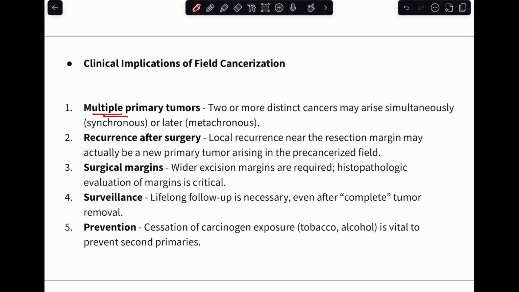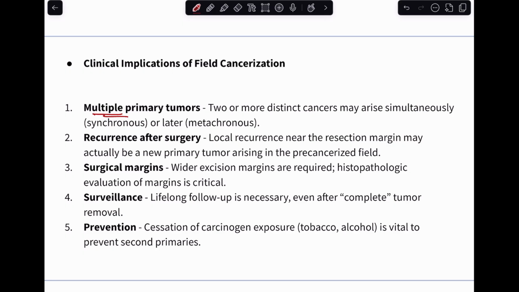Second is recurrence after surgery. You'll see that local recurrence near the resection margin can actually end up being a new primary tumor rather than recurrence of the same tumor. Third is wider surgical margins. Wider excision margins are required in such cases, and histopathological evaluation of the margin is very important. Fourth is surveillance. Lifelong follow up will be necessary in these cases, even after you have removed the tumor completely.